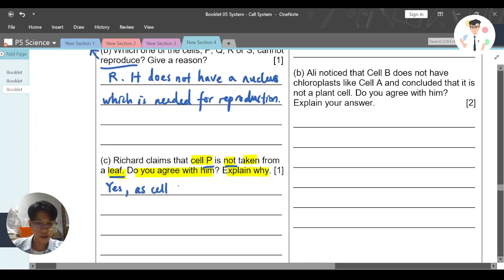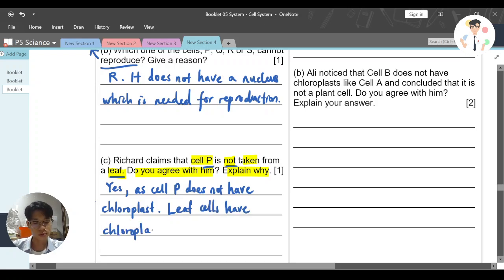So, cell P does not have chloroplast. Leaf cells have chloroplast to make food.